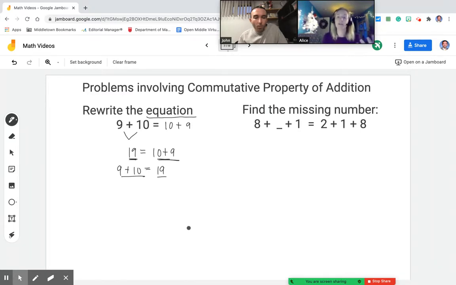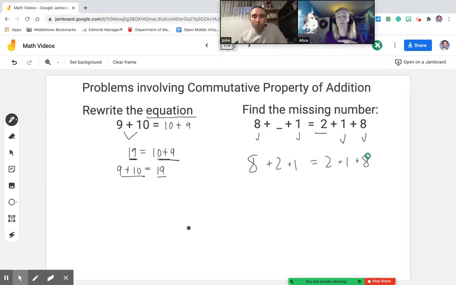So you can almost think of one side as your shopping list and the other side as your grocery cart, right? So I have an 8 on this side and I have an 8 on that side. So we're good there. I have a 1 on this side. I have a 1 on this side. So we're good there. And now I have an unknown on the left side and I'm left with a 2. So that means the 2 is what we need over here. So we can say, okay, 8 plus 2 plus 1 equals 2 plus 1 plus 8.